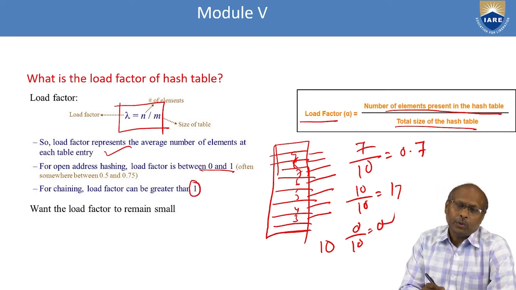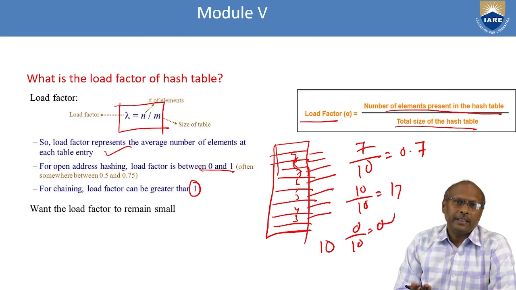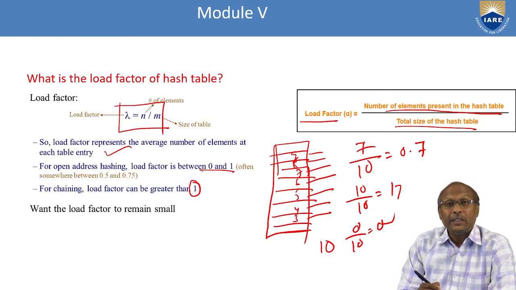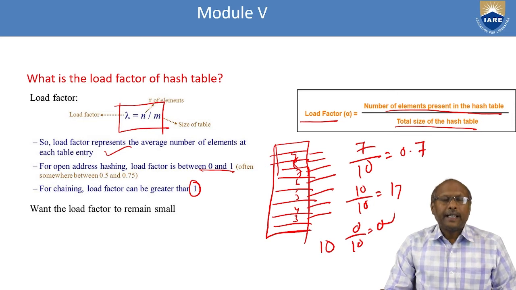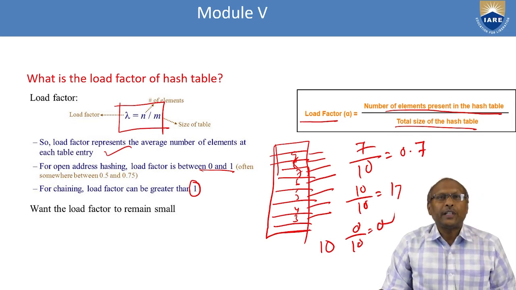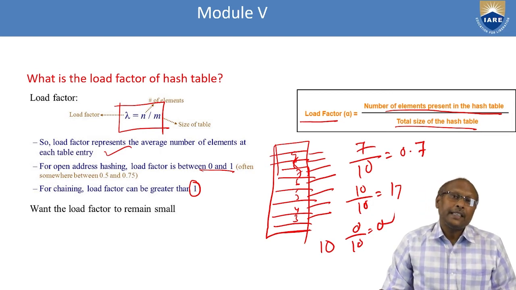Sometimes they may ask, what is the maximum load factor in the chaining case? Then you say it is greater than 1; you cannot say how many there are. If it is closed hashing, then the load factor is between 0 and 1. Try to minimize the load factor. If the load factor is low, you can store the data very well and retrieve it very well, and there will not be any collision at all. So retrieving will be very fast.